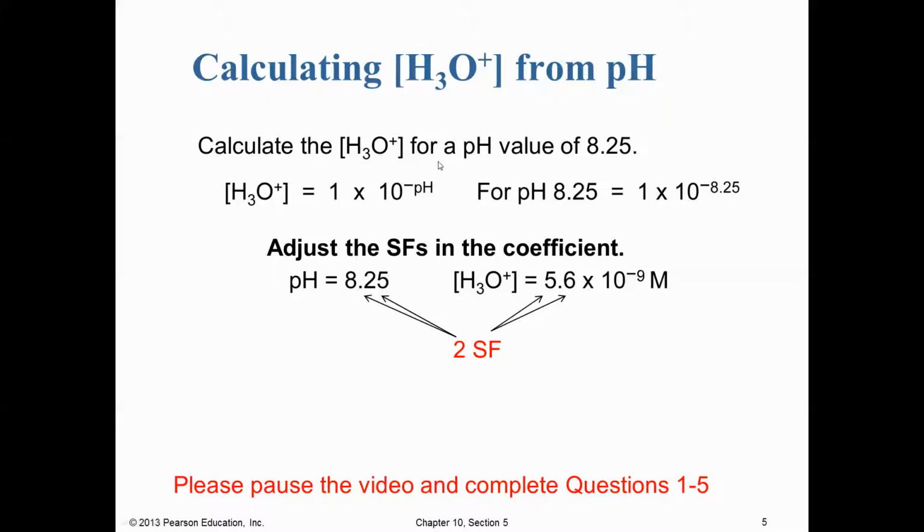So we're going to go in the opposite direction now. The previous slide had the equation for going from concentration of hydronium into pH. This one's for going from pH into concentration of hydronium. So we're asked, what is the concentration of hydronium for a pH value of 8.25? Our equation is concentration of hydronium equals 10 to the negative pH. So if our pH equals 8.25, we'd enter 10 to the negative 8.25. And again, you'll have to figure out how to do this with your calculator. And since we have 2 decimal places in our pH value, that means we'll know our concentration to 2 sig figs.